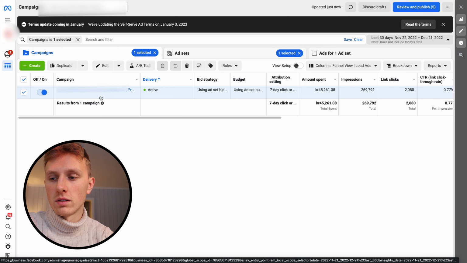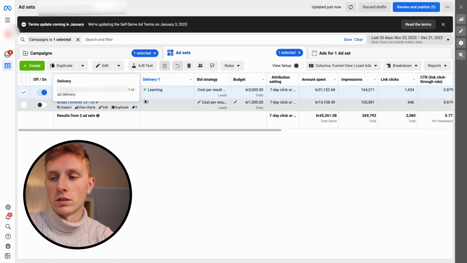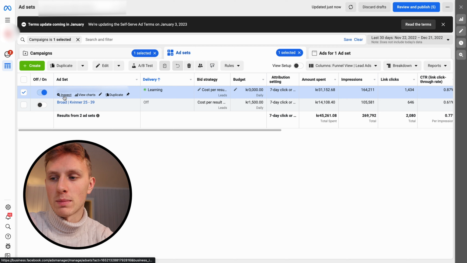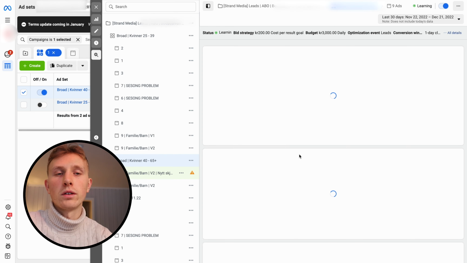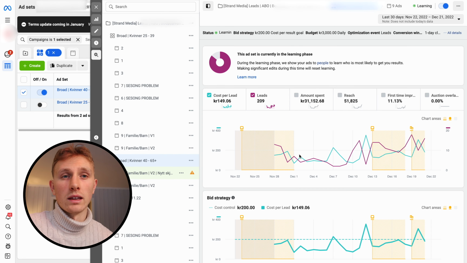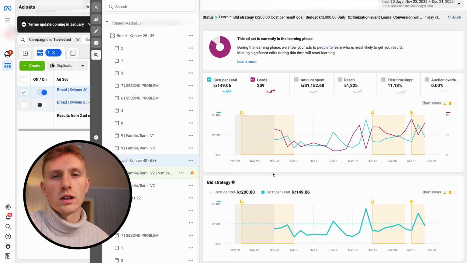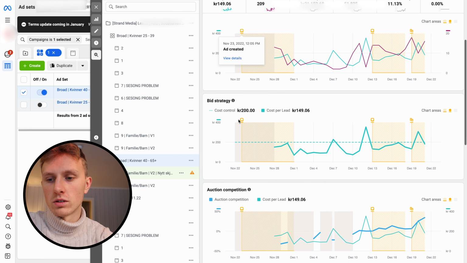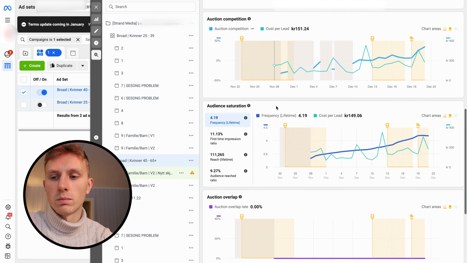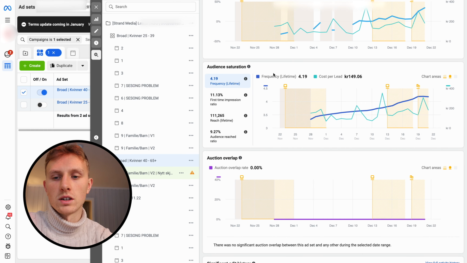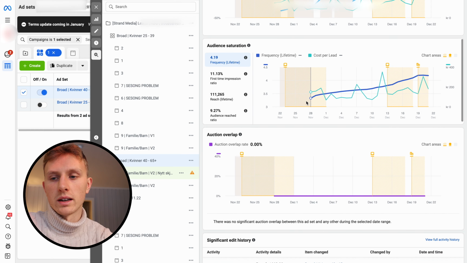So the first thing you have to do is go to the campaign and then go to the ad set level and click the inspect button. Now right here you can see some really interesting data on the ad set. So basically what we're trying to do here is to see if the audience that we're targeting with this ad set is saturated, if they have seen your ads too many times, and if that is the issue for why your results are dropping. So what you're going to do is scroll down and go to the part that says audience saturation. So this is what you want to look at.